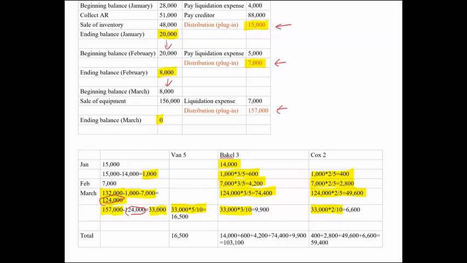Okay, so then all the available cash has been distributed, and the ending totals allocated to each partner are 16,500 to Van, 103,100 to Baco, and 59,400 to Cox.